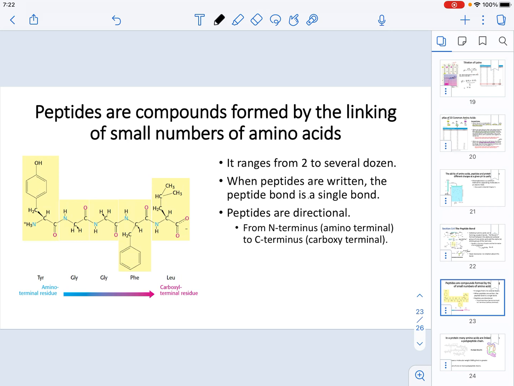So here we have the example of a peptide. So in this peptide, understand that the first group that is present is going to be the amino group of the first amino acid. Okay, so that is the N terminus. And the C terminus, as you can see here, is going to be the carboxy terminus for the last amino acid.